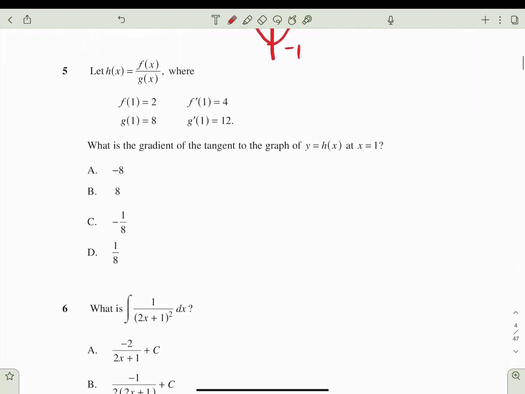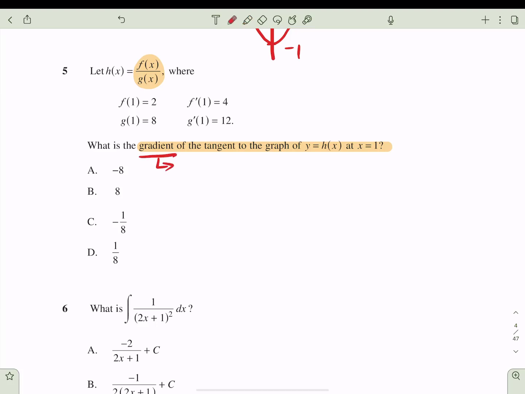Question 5, moving on. Alright, question 5 is a pretty tricky one. And before we start off with question 5, it says h(x) equals f(x) over g(x). So notice here how there are two functions divided by each other. So f(x) divided by g(x). What is the gradient of the tangent to the graph of y equals h(x) at x equals 1?